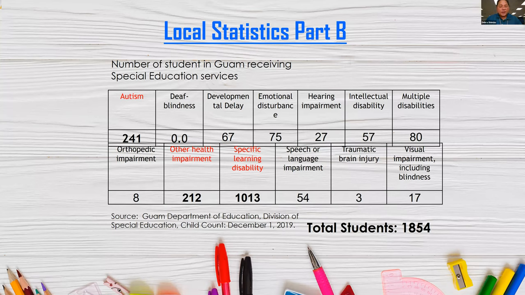But we wanted to focus on these three primarily because there is a good chance that there's going to be one or more of these students on your class roster. If we take a look at the numbers, we have 241 students who are receiving services as students with autism. There are 212 students who are receiving services under the category of other health impairment. And then there are 1,013 students who are receiving special education and related services under the category of specific learning disability, or SLD.